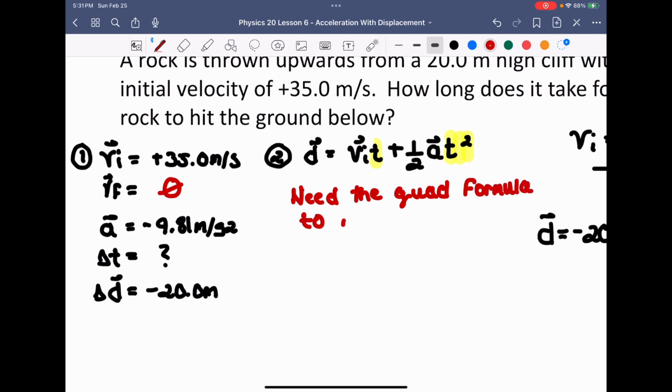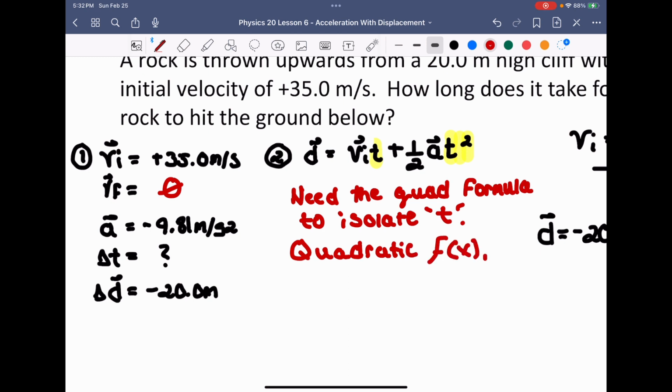To isolate T, and I'll even put in brackets like that. And quad formula, if we look at this, it's because it's a quadratic function. I'll even short form it as this: quadratic, fancy f of x, meaning quadratic function. Because if I looked at this, I would eventually have to isolate it on one side.